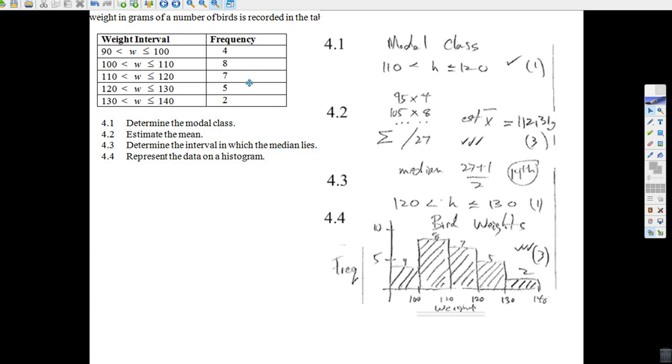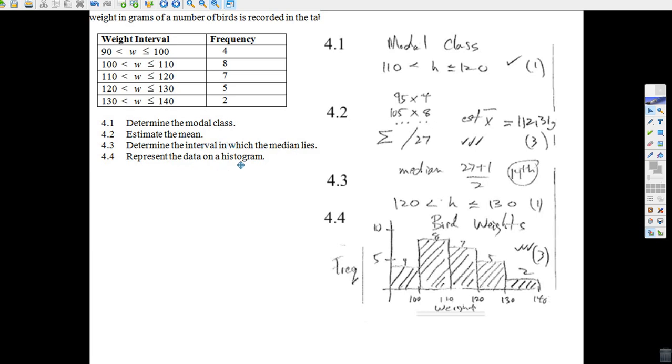Now the next question, determine the interval in which the median lies. Well, there's 27 birds here. The middle of the 27 birds is the 14th bird. 13 bigger, 13 smaller. It is the 14th bird right there. It's right in the middle. And where would that lie? Well, there's 12. It must be somewhere in this region between 110 and 130. That's where the median bird must be. We don't know what he is, but he must be in this interval here. So that's the interval in which the median lies.